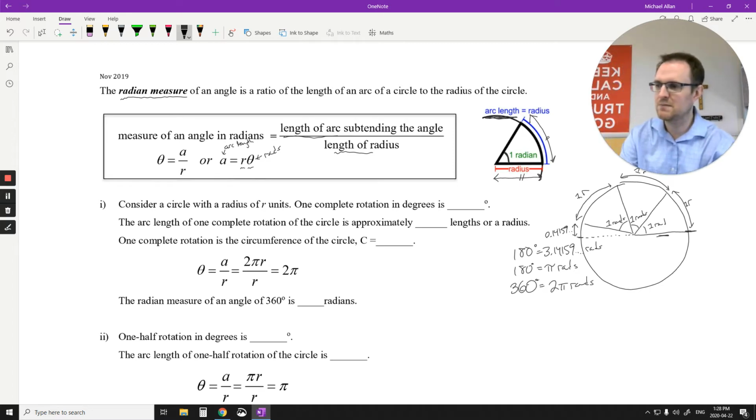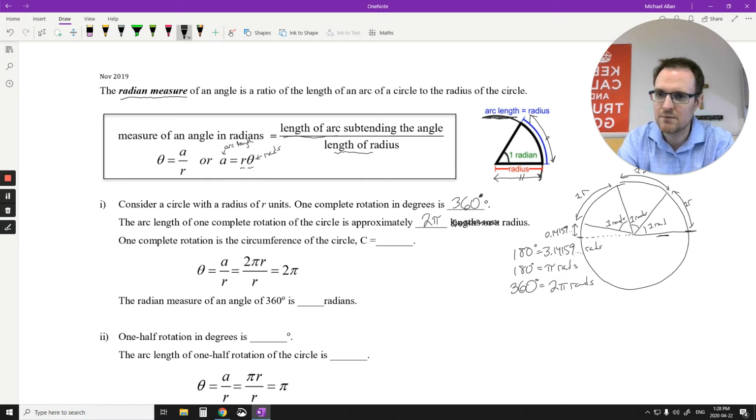Okay, so let's fill in some of these blanks here. Consider a circle with r units for the radius. One complete rotation is going to be 360 degrees. Redundant to put degrees there. The arc length of one complete rotation around a circle is actually 2 pi radiuses. I'm just going to get rid of that. So it's 2 pi radiuses.